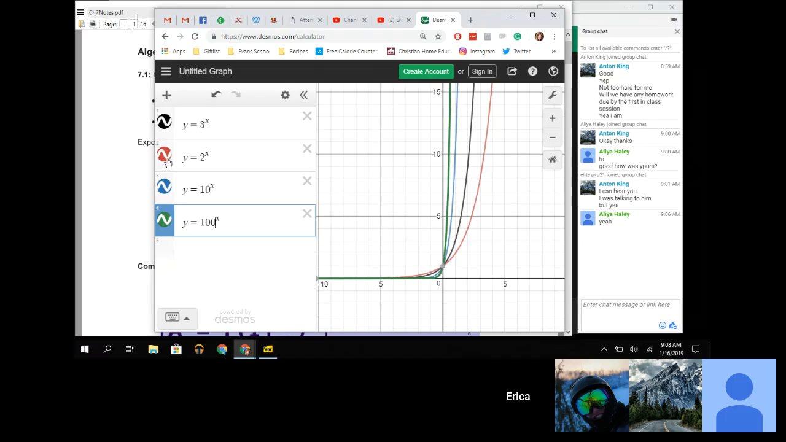Okay, so I'll put these in order. The red is y equals, or f of x equals 2 to the x power. Black is 3 to the x power. Blue is 10 to the x power, and green is 100 to the x power, if I can talk.